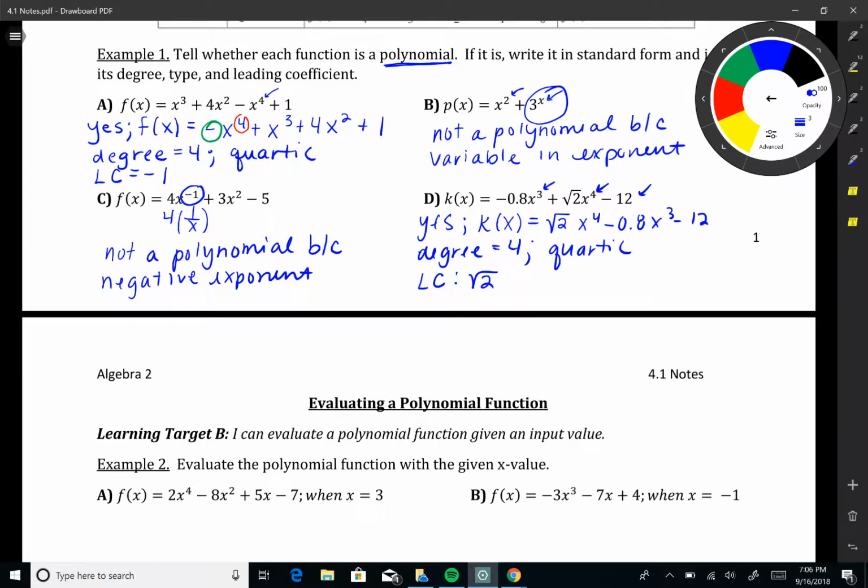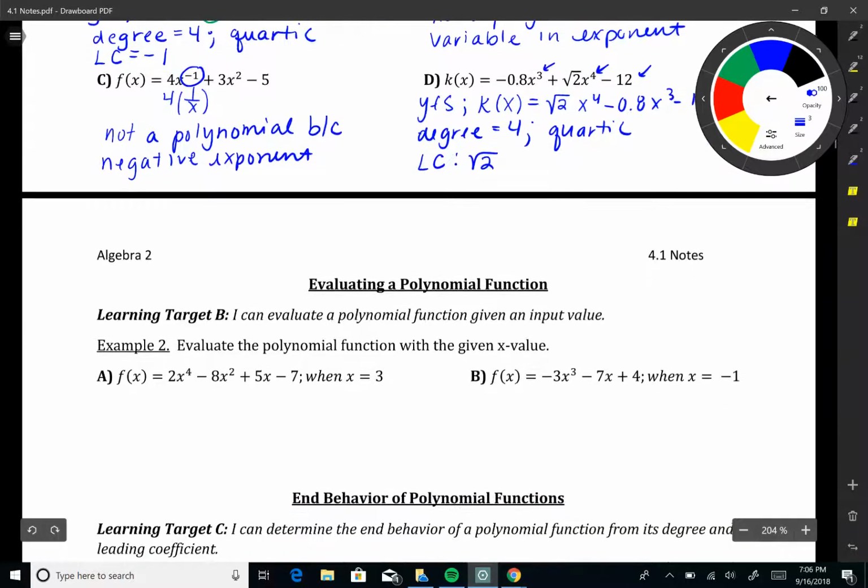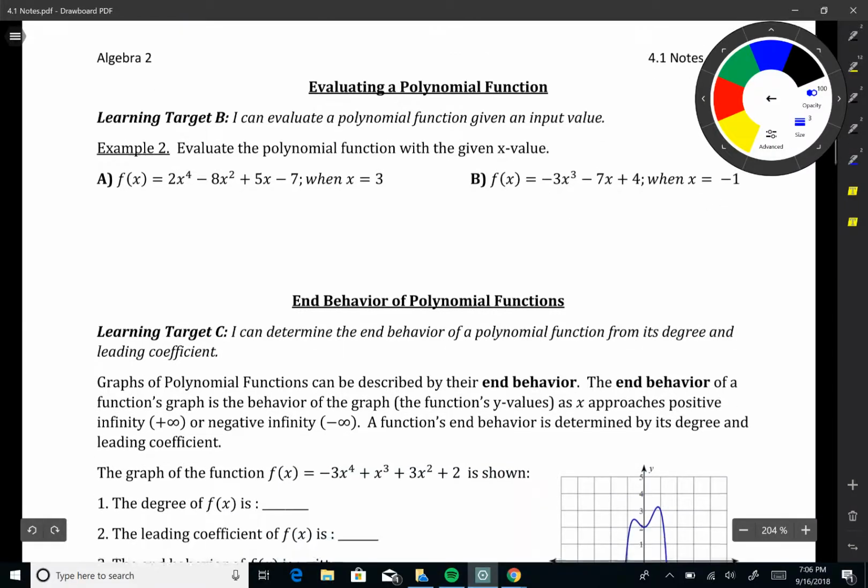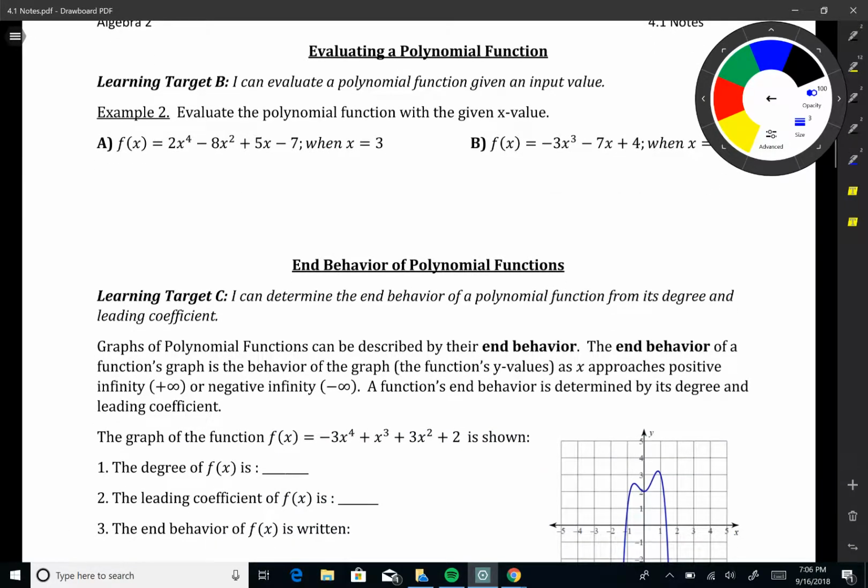Our next learning target will be pretty quick. We've done this before. It's evaluating a polynomial function. I can evaluate a polynomial function given an input value. Evaluate the polynomial function with the given x value. So basically, guys, all we're doing is plugging and chugging. We're given a function and we say when x equals some particular value, and we plug it in for x and evaluate. So f of x equals 2x to the 4th minus 8x squared plus 5x minus 7.